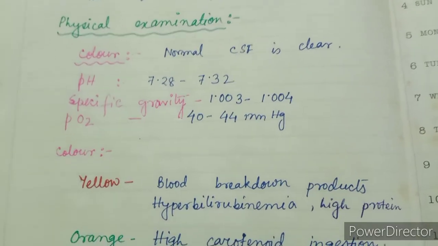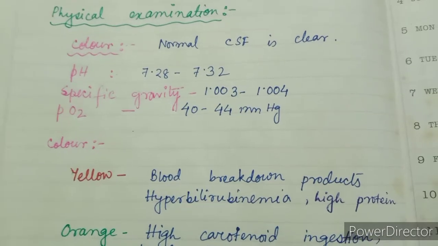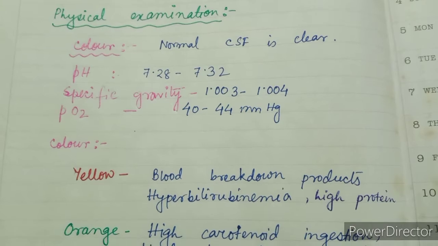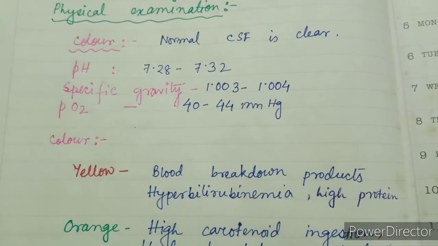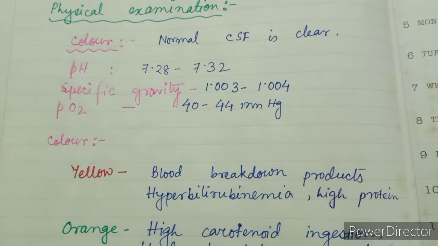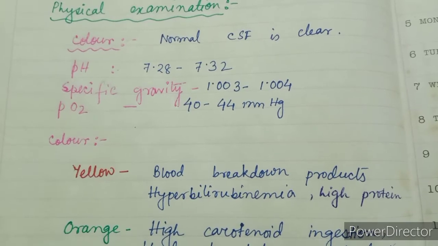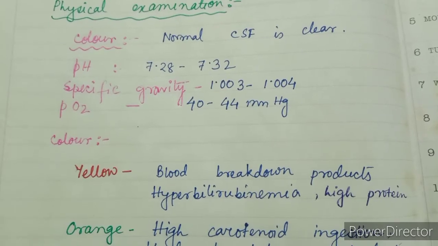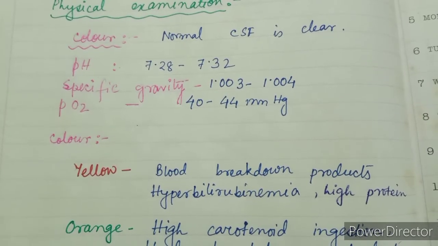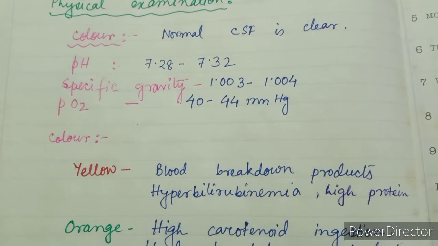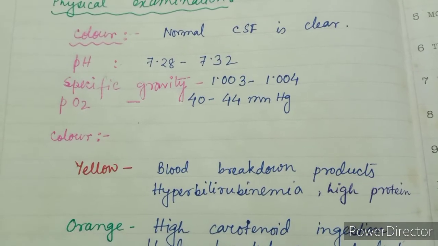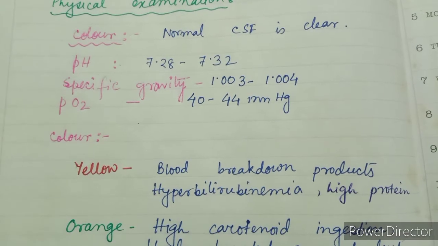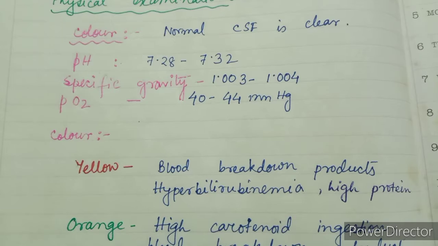Now I will discuss the physical examination of CSF. In physical examination we will discuss the color, pH, specific gravity, volume, and partial pressure of CSF. The normal CSF is clear in color. It has no specific color. pH is 7.28 to 7.32, slightly mild alkaline. Specific gravity is 1.003 to 1.004. Partial oxygen pressure is 40 to 44 millimeter Hg.